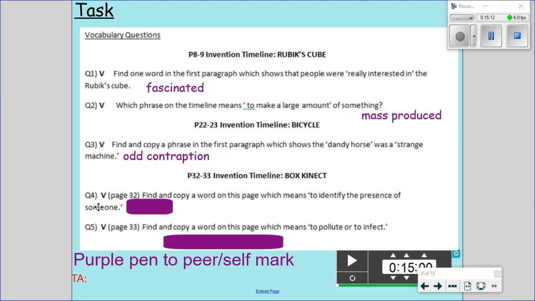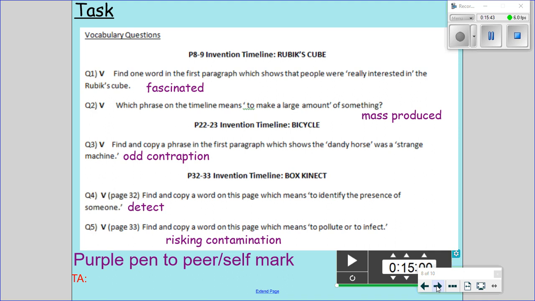Question number 4. Find and copy a word on this page which means to identify the presence of someone. And that word was detect. Now that one was quite a tricky one, okay? So to be able to detect means to identify the presence of someone. Question number 5. Find and copy a word on this page which means to pollute or to infect. It was risking contamination. I'm happy with just the word contamination because it said a word.